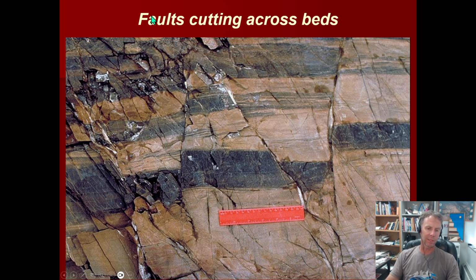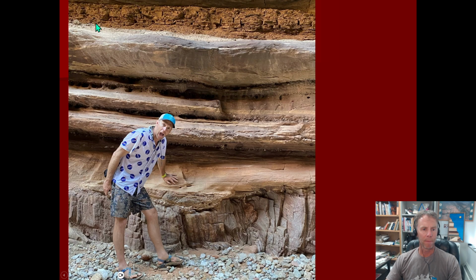Again, it's simple logic, right? You can't cut something until that something exists. I can't cut you a slice of birthday cake until someone has actually baked that cake and it actually exists, and then we can slice it and cut it. Same thing with faults and dikes with the principle of cross-cutting relationships. So pretty simple so far. Original horizontality, superposition, cross-cutting relationships. Okay. Oh, one more thing here on cross-cutting relationships.